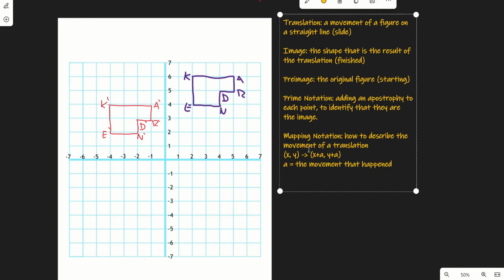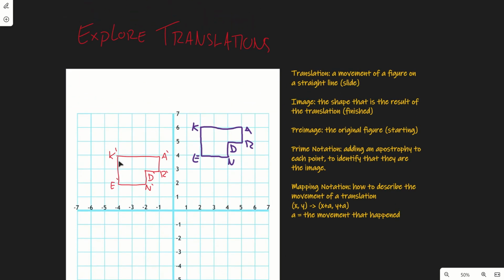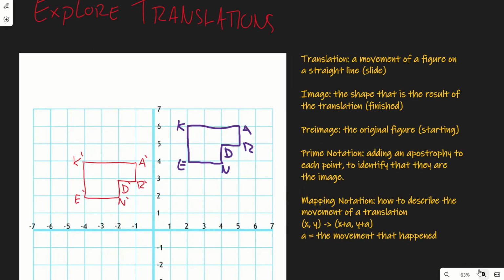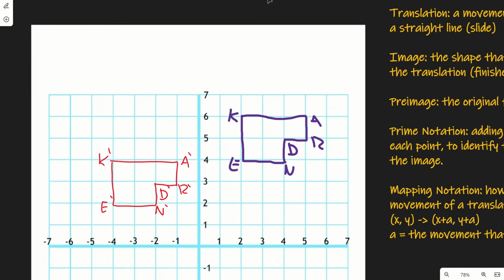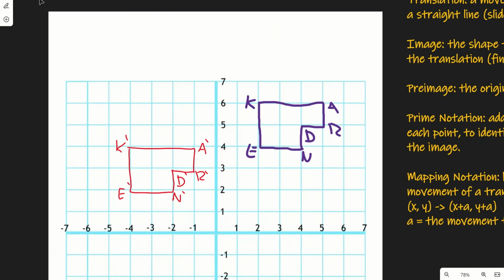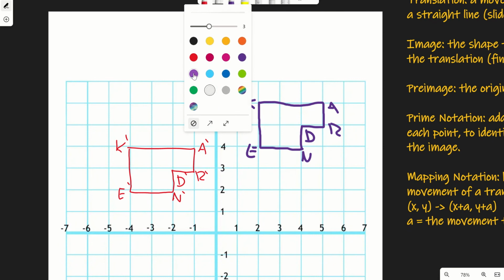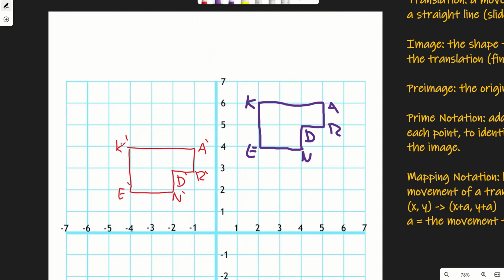Movement that happened. So A is how much things moved. In order to figure out my mapping notation, I want to look at my image and pre-image and say, okay, how did I get from one to the other? How did I get from K to K prime? How did I get to this?